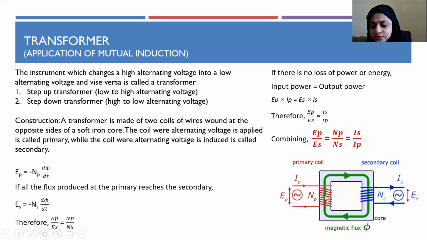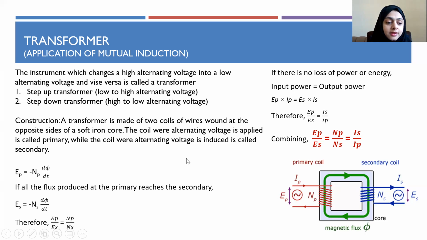Which has more number of turns? From the figure, primary has more number of turns. Later, looking at these number of turns, you will be able to identify whether this is a step-up transformer or a step-down transformer. Wait a little more until we discuss more.